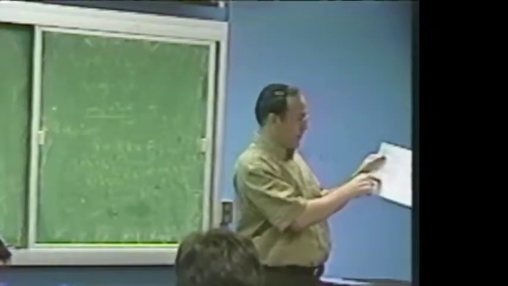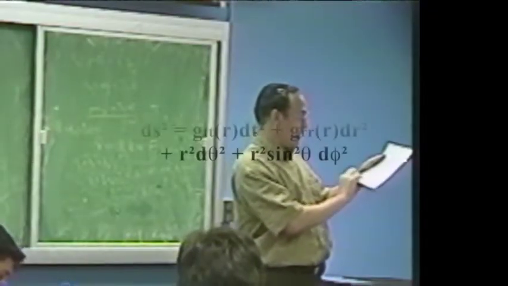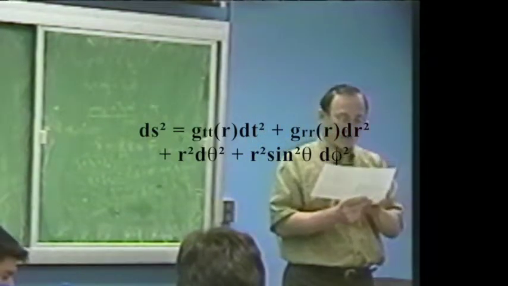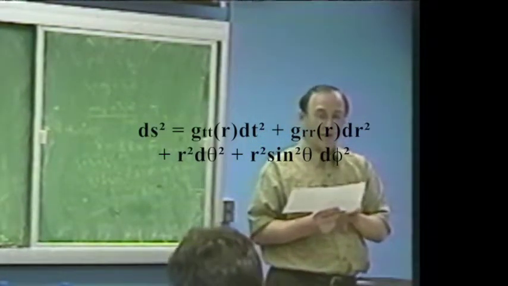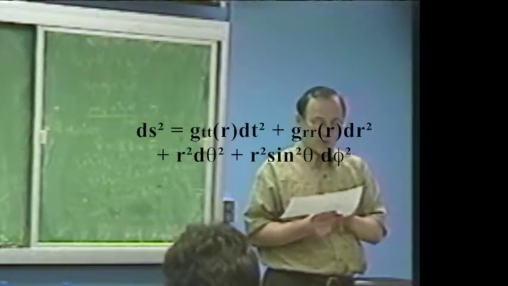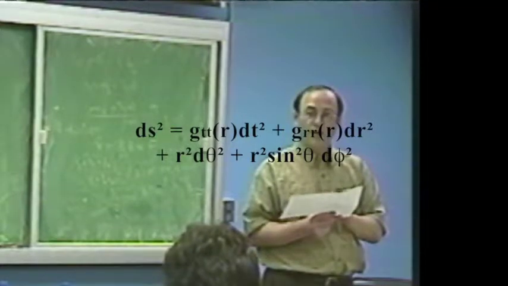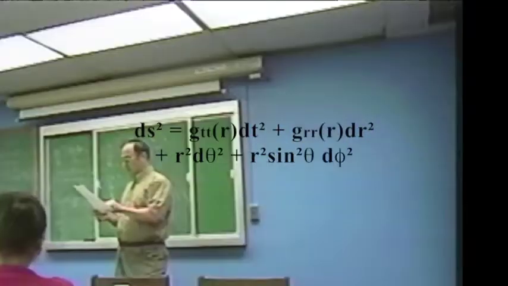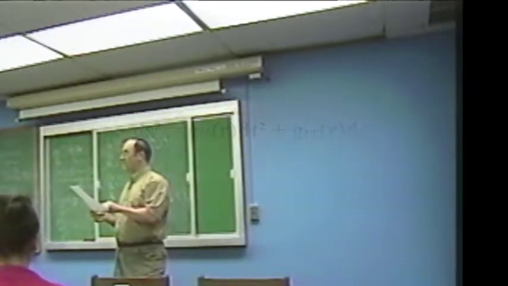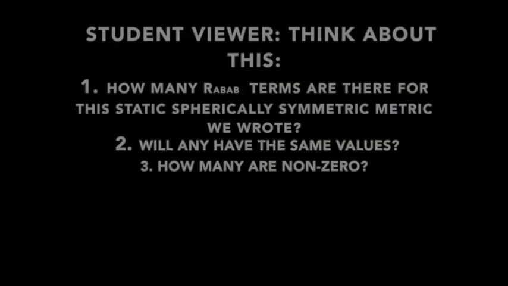Let's skip over these words here. You can read that later. Let's take this example of the spherically symmetric static metric. We have ds squared equals g_tt as a function of r times dt squared, plus g_rr, which is a function of r, times dr squared, plus the ordinary spherical symmetry section. That's the metric we'll be looking at most of the time when we're doing static situations, like we did last time.